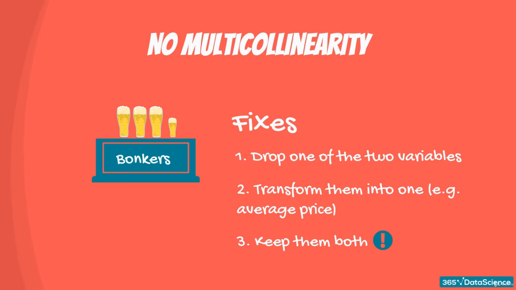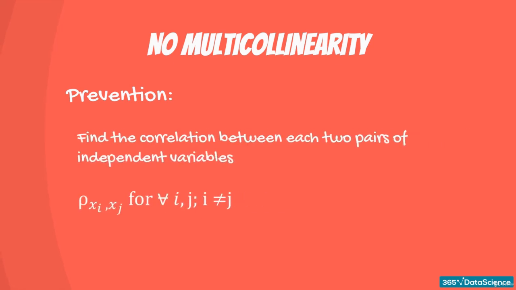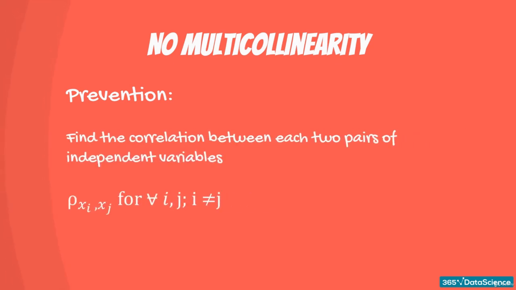Multicollinearity is a big problem, but is also the easiest to notice. Before creating the regression, find the correlation between each two pairs of independent variables, and you will know if a multicollinearity problem may arise.